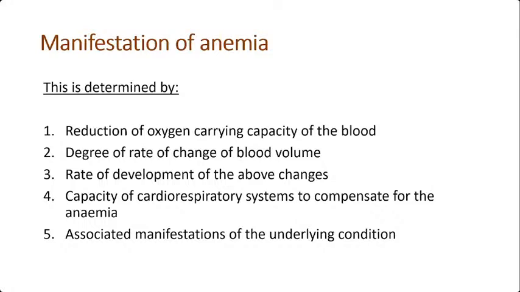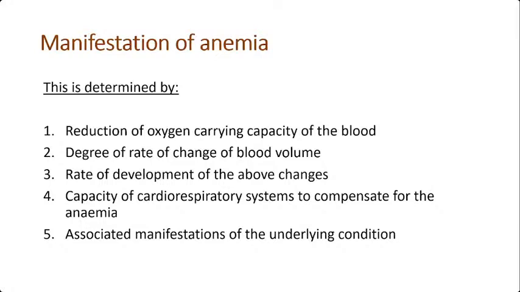And the second thing that will determine the manifestation is the degree and the rate of change of blood volume. Whenever there is a reduction in the red cell mass, often, especially with chronic anemias, there's a compensatory increase in the plasma volume. So the plasma volume will increase to compensate for the reduction of the red cell mass. And this you will see especially manifest in patients who have a chronic anemia, because there's been time for those changes to take place.